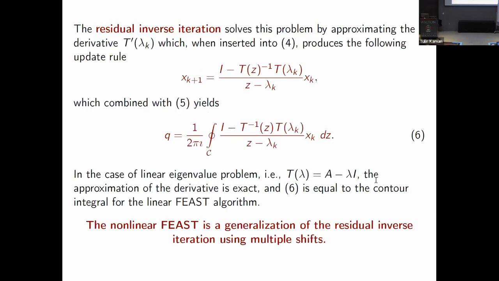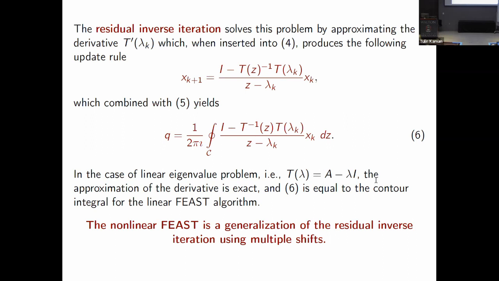So we had to figure out how to properly state this contour integral subspace method, and that brought us to a more refined statement of the inverse iteration, in particular the residual inverse iteration method. So we decided that we should use the residual inverse iteration and try to generalize it such that we can apply multiple shifts at the same time. And this allowed us to formulate this contour integral method.